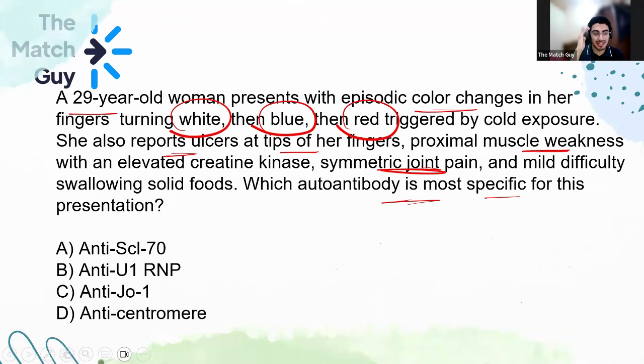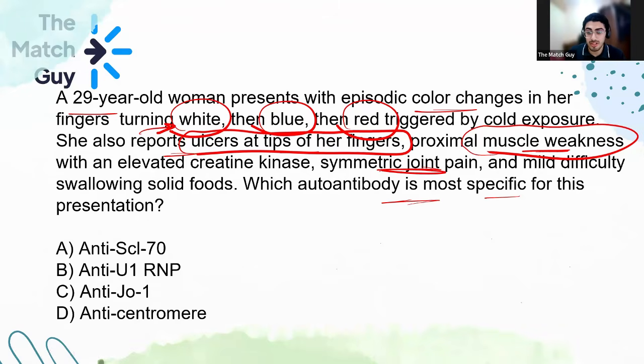Now, this presentation is a bit crazy. So you are telling me that this patient is presenting with Raynaud's phenomena and the ulcers of the tip. Okay, so now you will make me think of the CREST syndrome, and these ulcers are the calcinosis cutis. But then you are telling me that we have proximal muscle weakness. So you will make me think about polymyositis. And now you are telling me that we have symmetric joint pain. You will make me think about rheumatoid arthritis. What is this? So we call this mix of rheumatoid arthritis, polymyositis, and scleroderma.